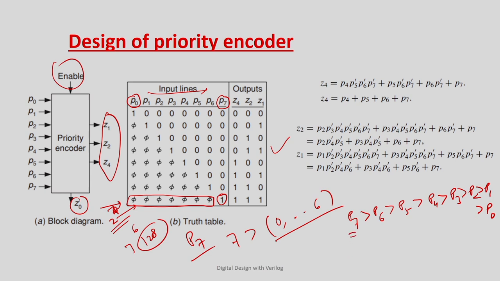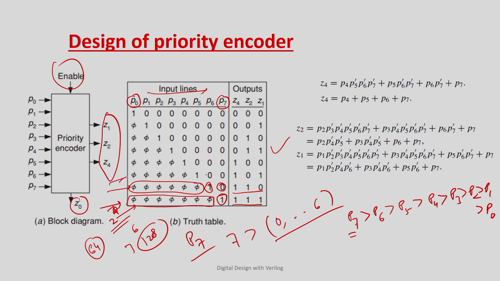Okay? Now, look into the second last row, this one. Here I am saying P7 is 0. That means there is no request through the P7 line, and P6 is 1. Okay? In this scenario, I will not care about P0 to P5. So, again 64 possibilities will come here. In all these cases, I will give access to P6. So, I will encode the output as 6, that is 110. Here it is 111, right. So, this way I can construct this table.